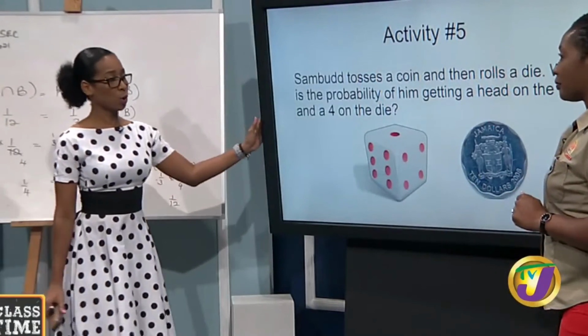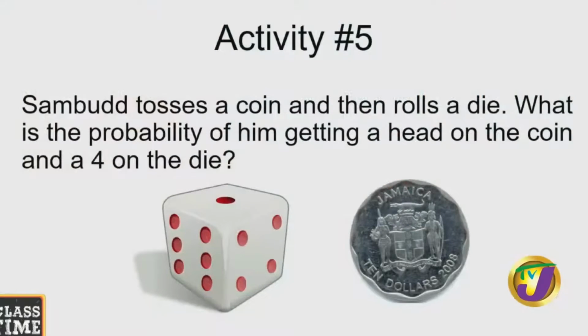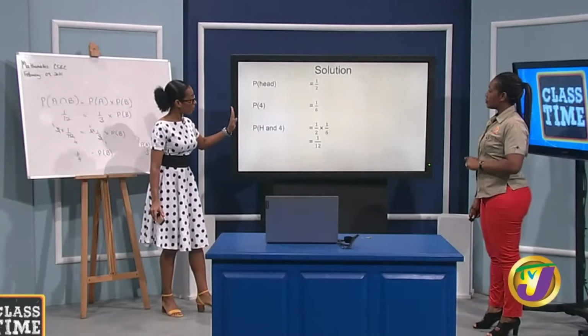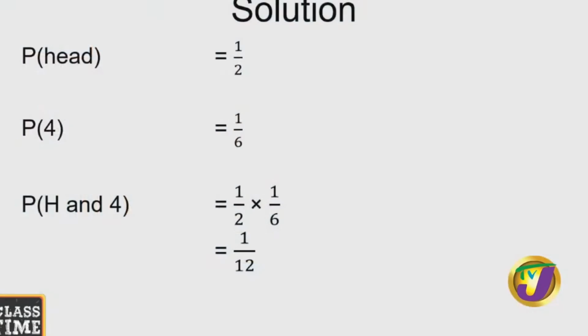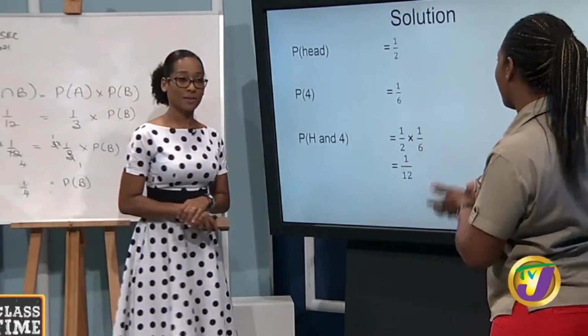Great. Good. So let's see now. You would have a half for the head, coin, right? And you would have 1/6 for the die. So let's check. Good job. The probability of getting a head is a half. The probability of getting a 4 is 1/6. And the probability of getting a head and a 4 on the die is a half multiplied by 1/6, which gives us 1/12. So if he were to throw the die and the coin, there's a 1/12 probability that he can get a head and a 4.